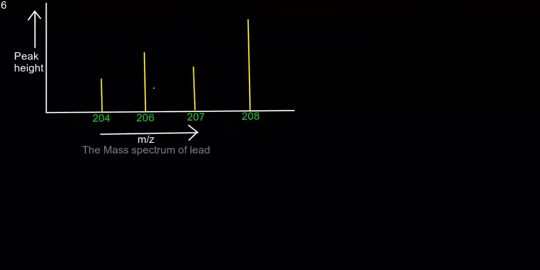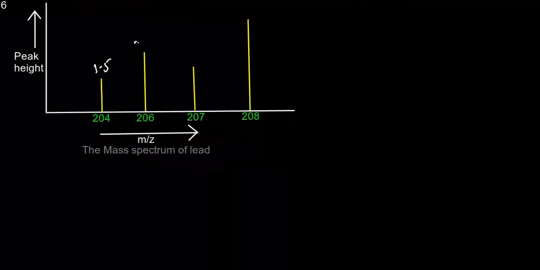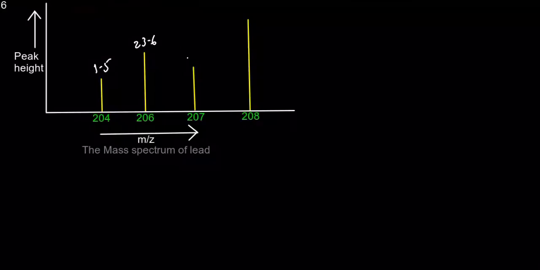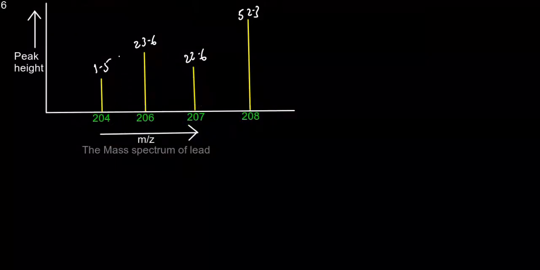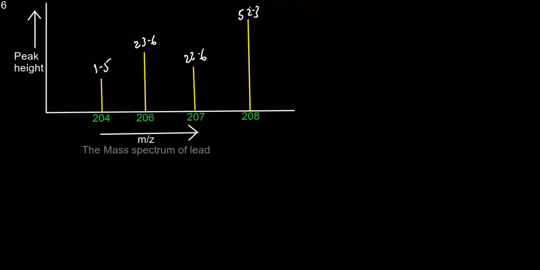Look at the question of this type. See, this is another way you can be asked a question on isotopes using the mass spectrometer. Now, take note that this first one, we have 1.5. This one, we have 23.6. This third one, we have 22.6. While this fourth one, we have 52.3. You see, the peak height represents the abundance of each of the isotopes, while the number you see below here represents the masses of each of the isotopes. I'll come again. The abundances, all these are in percentage.